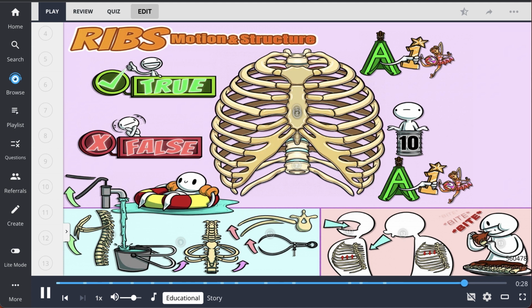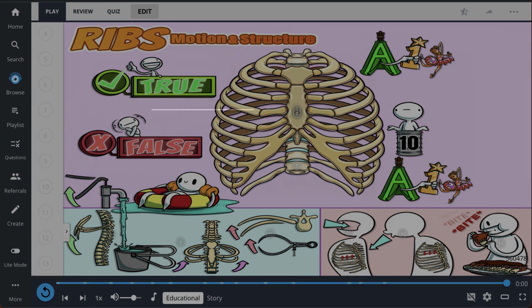Ribs 1 through 5 move in a pump handle motion. Ribs 6 through 10 move in a bucket handle motion. Ribs 11 and 12 move in a caliper motion. Ribs can have inhalation or exhalation dysfunctions. In an inhalation dysfunction, the key rib to treat is the bottom rib, and in an exhalation dysfunction, the key rib to treat is the top rib. This can be remembered by the mnemonic BITE: bottom, inhalation, top, exhalation.